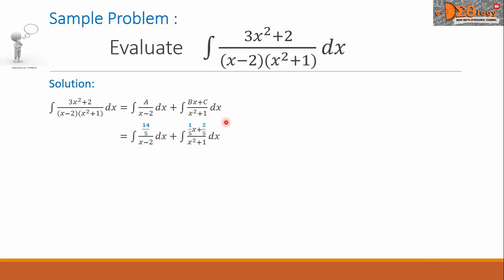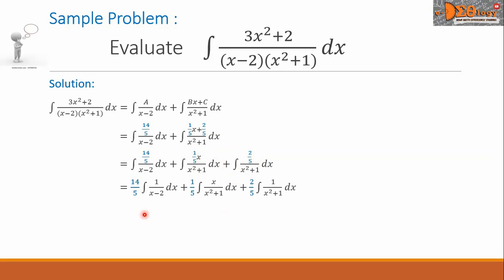Simplifying further, this second integral here, we're going to split the sum of fractions of the numerator. So we will have 1/5 of x is here, plus the 2/5 will be here. And we will get that same denominator. Going further, we're going to put the constants outside the integral sign. So it will be like this.